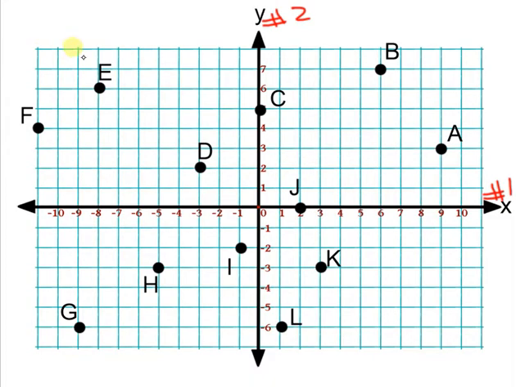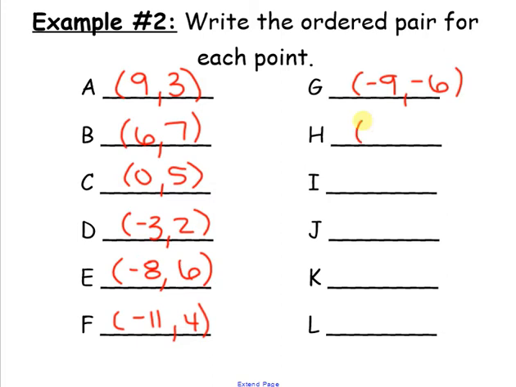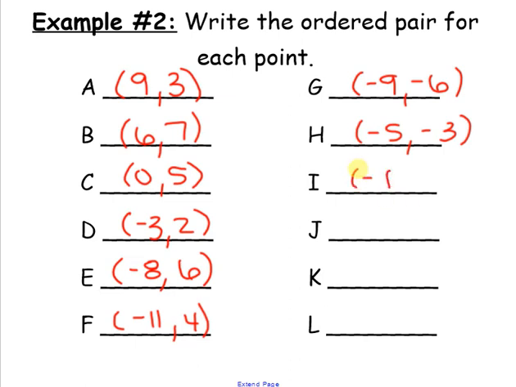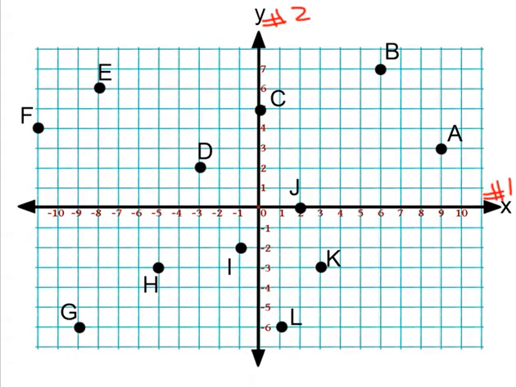Alright, let's look at point H. Here's H, also in quadrant 3. We're going to go left, negative 5, down, negative 3. So (-5, -3). Alright, let's look at I. Here's I over here. We're going to go just left to -1 and down to -2. So (-1, -2). Remember, when they're both negative, it's quadrant number 3.